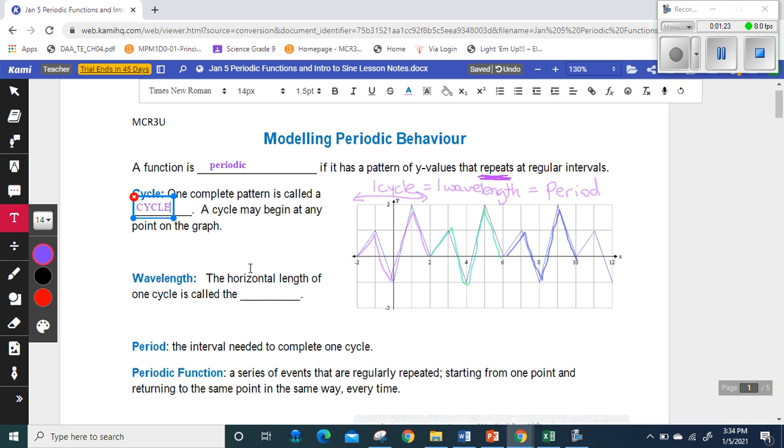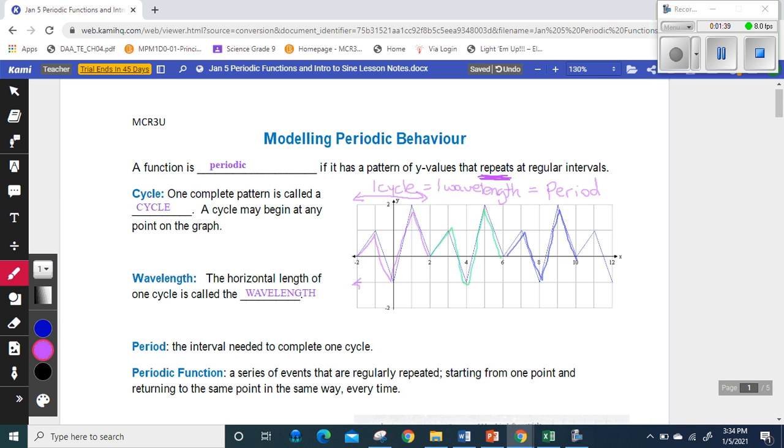It can begin at any point on the graph. The horizontal length of one cycle is called the wavelength, and the period is the amount of x values that we've got. Here I've got it drawn, and that goes for 1, 2, 3, 4. So my period is 4. In my next cycle, let's count 1, 2, 3, 4. So my period is 4. Each one of these cycles is still equal to 4.